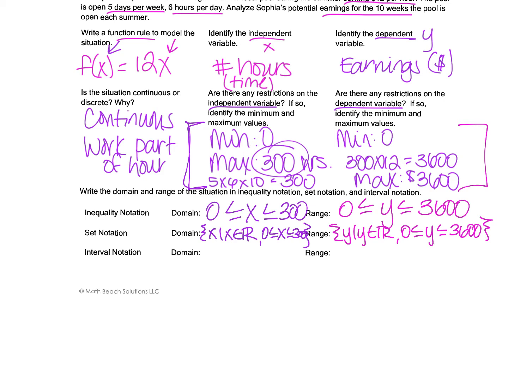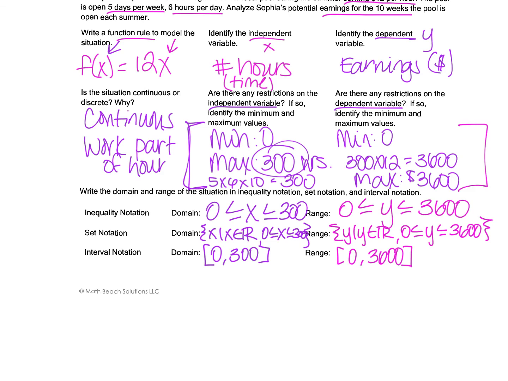Okay, so the interval notation, we're starting with the smallest. Our min was 0. We're going to the largest, max, which was 300. It does include both, so remember we do need brackets. The range, we're going from 0 to 3600. Again, it does include both of them, so we'll put brackets around it.